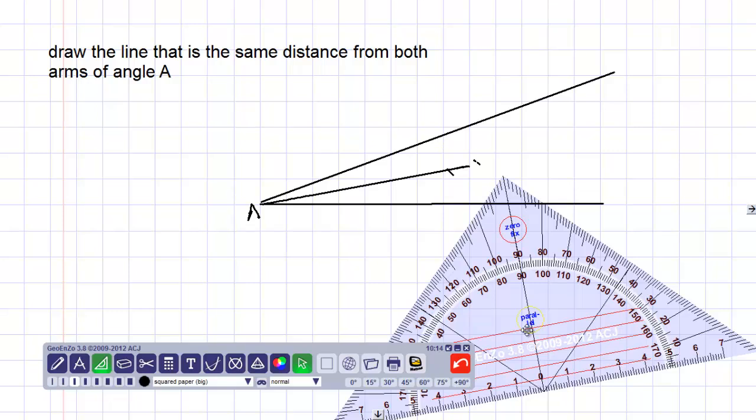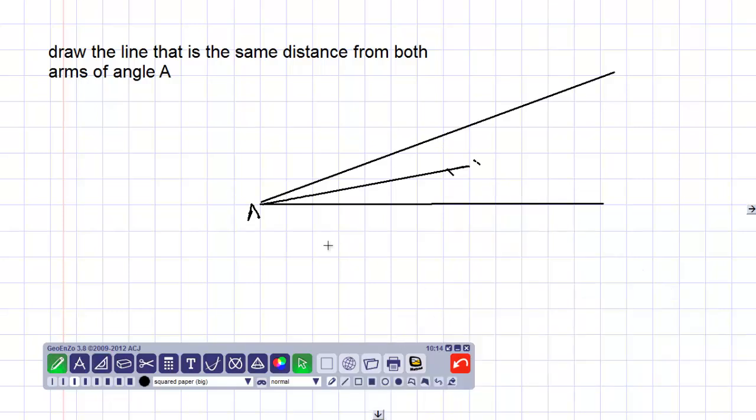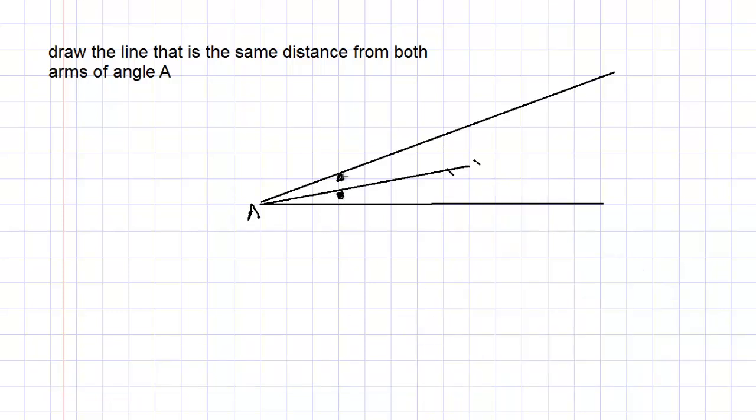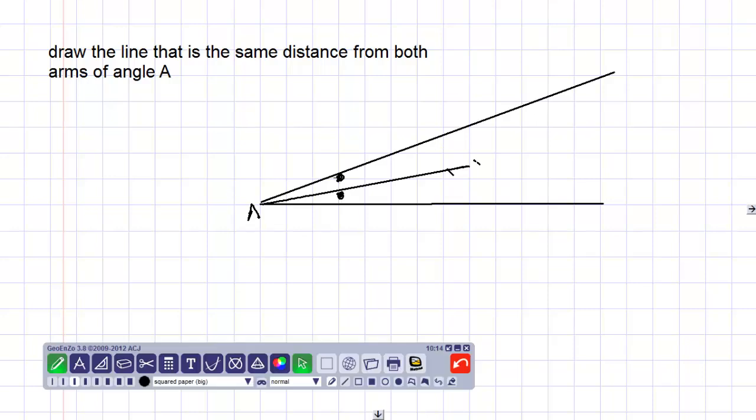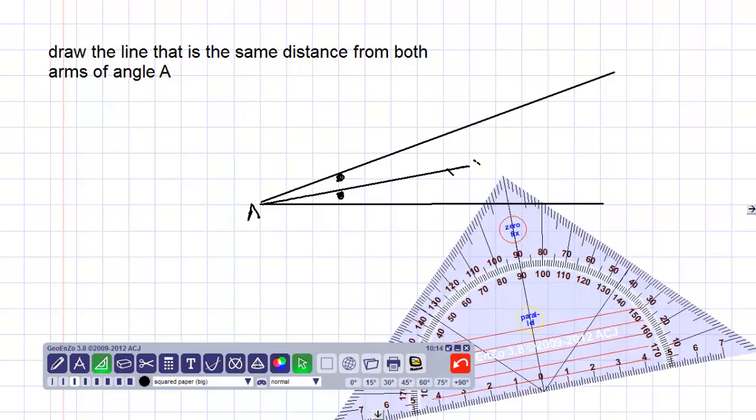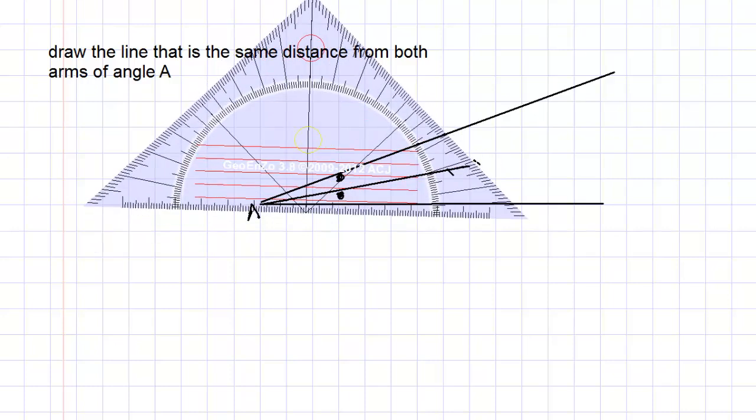And the answer is no, I have not drawn the bisector. I've drawn what looks like the bisector. It is the bisector at the moment I do this. So it's very important not to forget the markings when you're drawing the bisector, the median, the perpendicular bisector, the altitude. When you're asked to draw these things, make sure you put in your markings, because otherwise they only look like it.